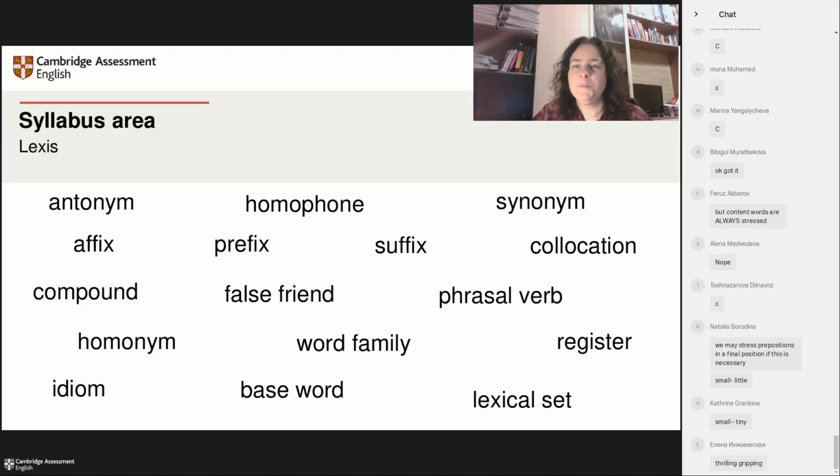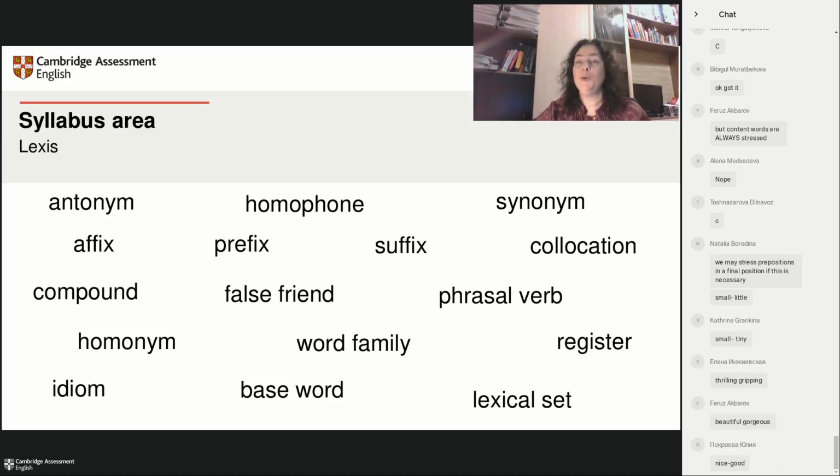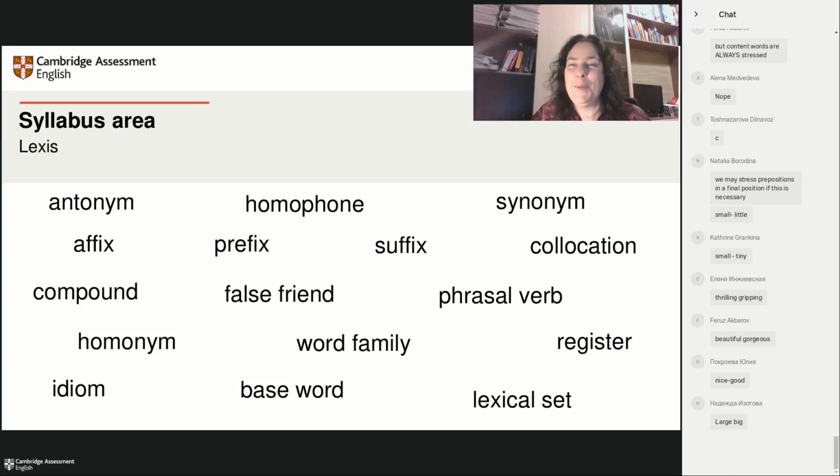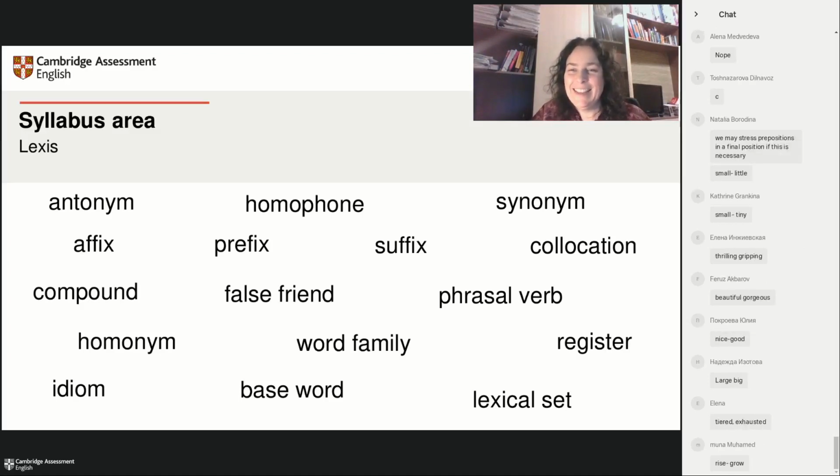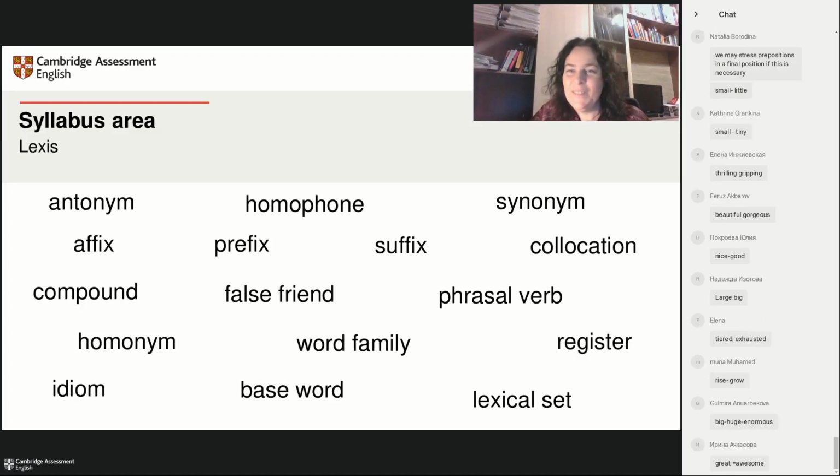Very good. Small, little, tiny. Oh, perfect. Yes. Thrilling, gripping. Great. Yeah. Okay, nice. Good. Yeah. Tired. Be careful with your typing.